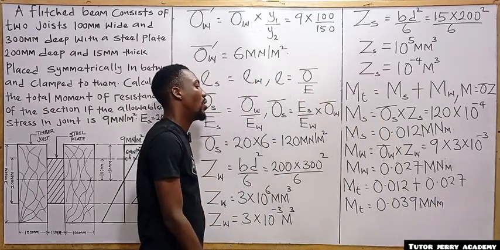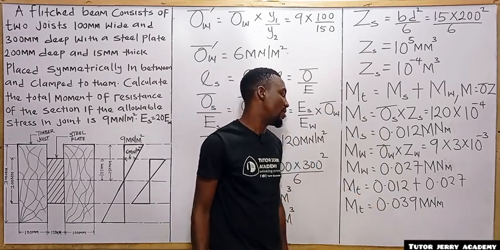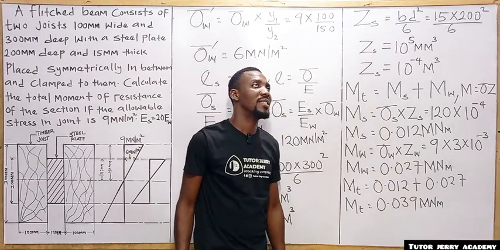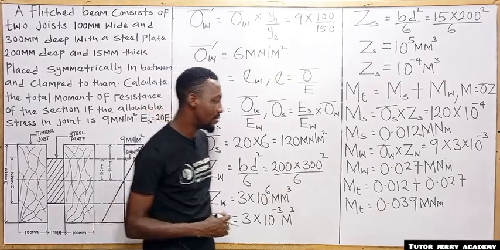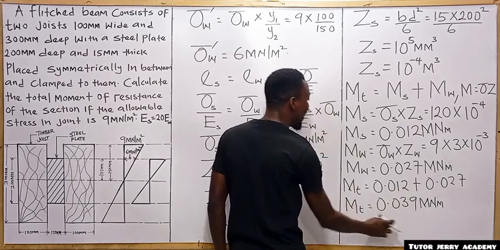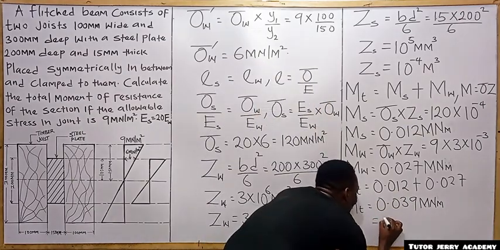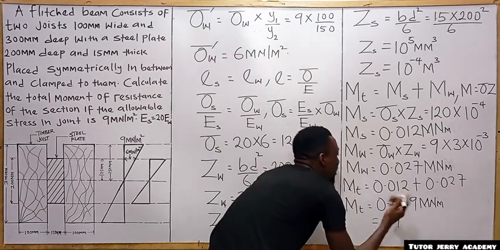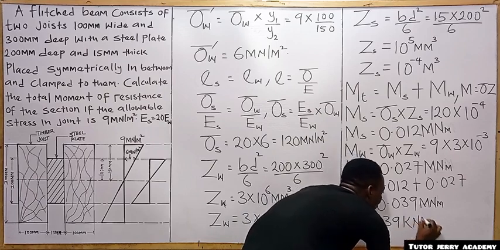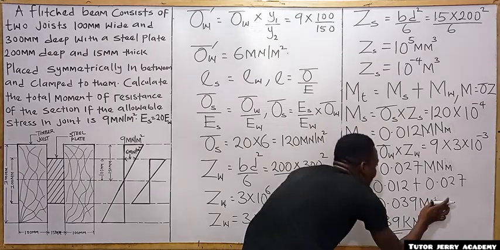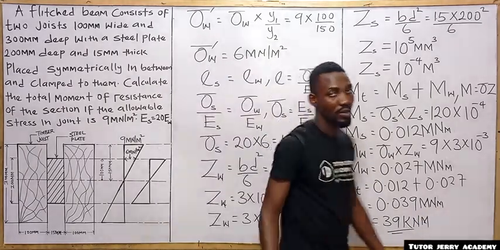And if you know that mega is 10 to the power of 6, that is 1 million, and 1 million is 1,000 multiplied by 1,000. So 1,000 multiplied by 0.039 will give us 39, and the next 1,000 can be kilo, so it's going to be 39 kilo Newton meter. So you can either write your answer like this or like this. So this is the solution to the above.